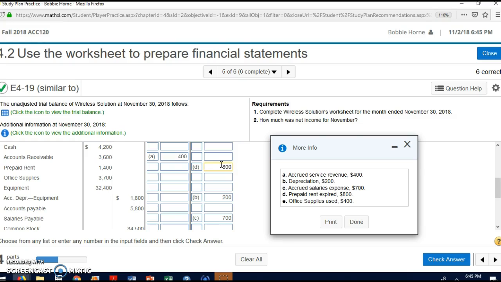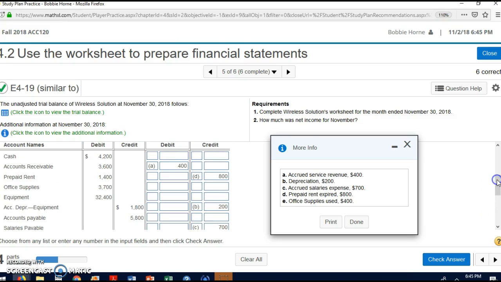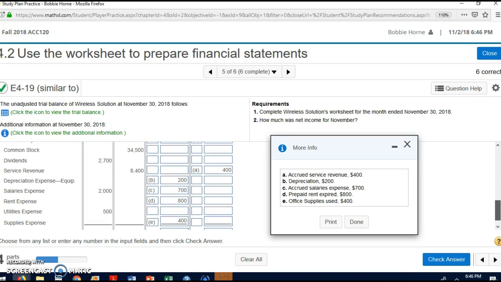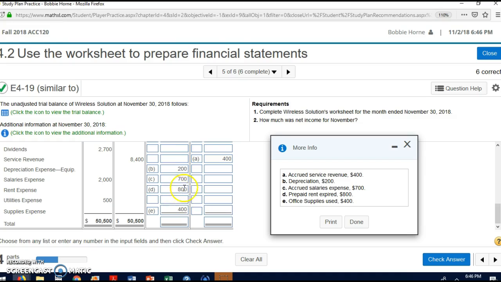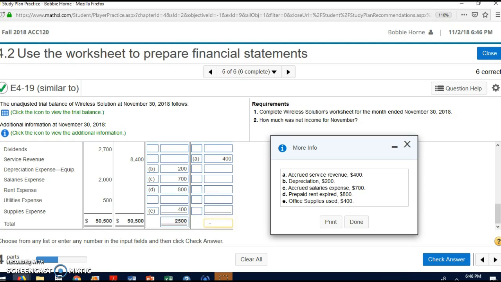And then office supplies used, we use those up, so we're going to debit supplies expense and credit office supplies. Now we need to add our debits and credits up. 400 plus 200 is 600 plus 700 is 1300, 2100, 2500 on the debit side. On the credit side, 11, 13, 17, 2500. So our debits and our credits equal.